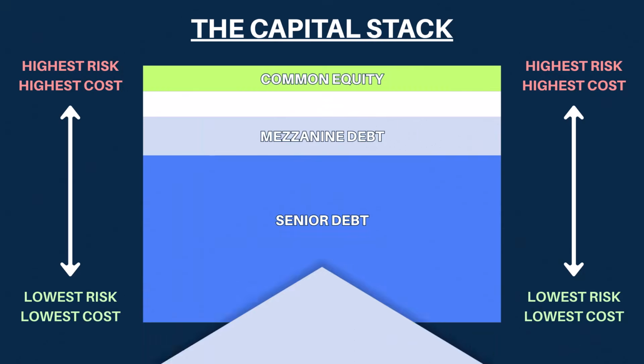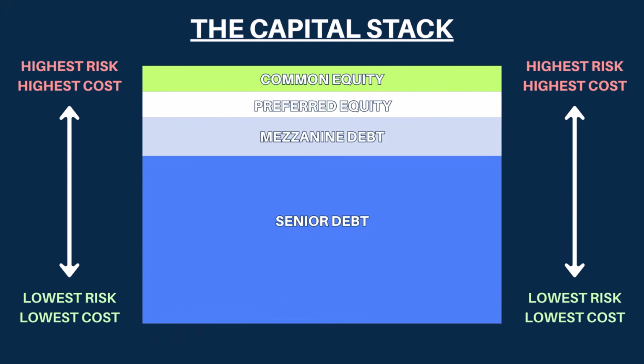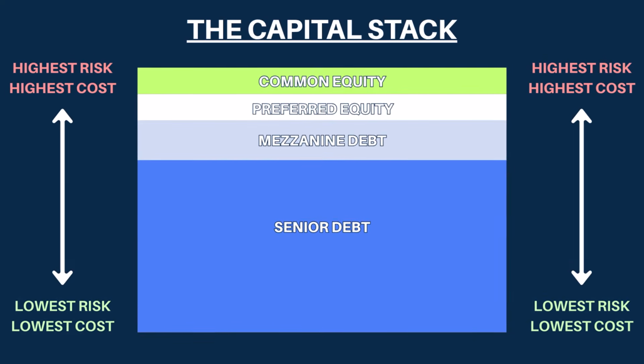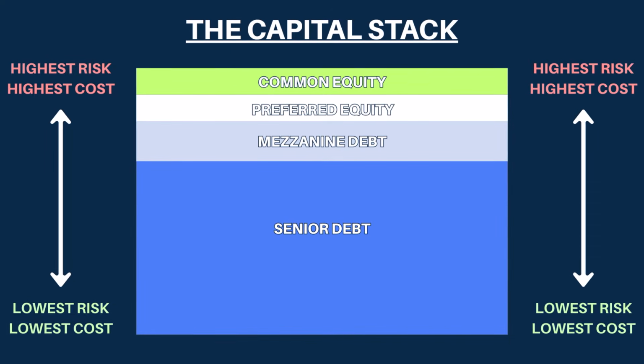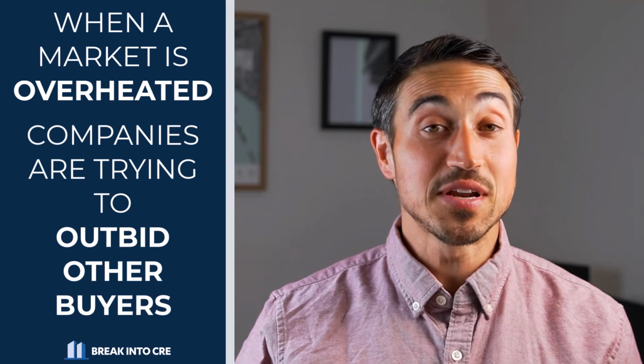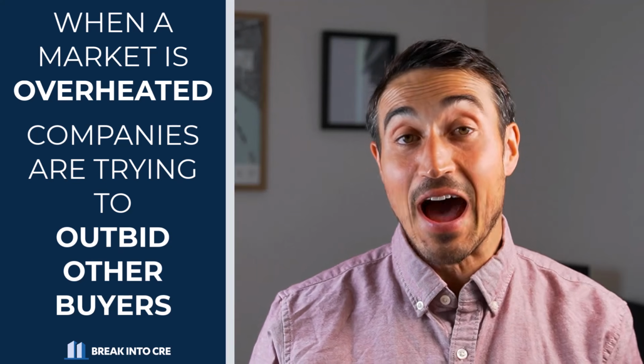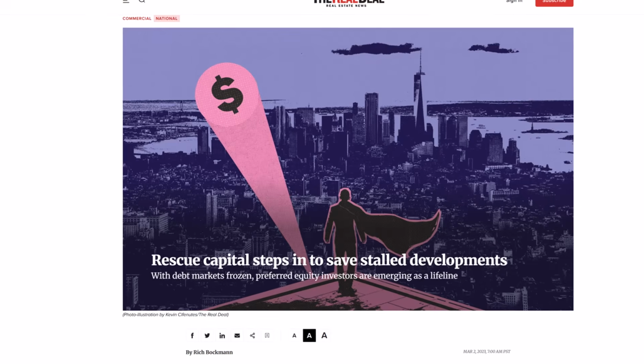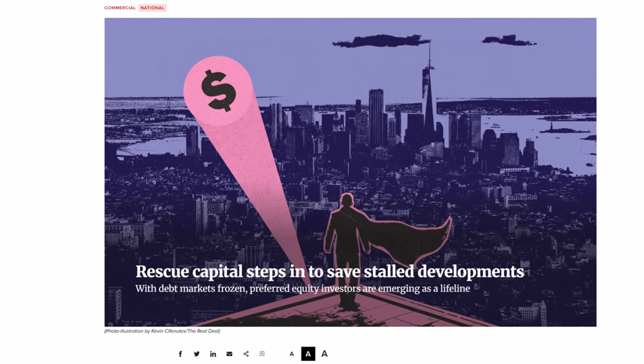Now, this capital is so expensive because preferred equity sits behind both the senior and mezzanine lenders on a deal, which makes this one of the riskiest positions to be in aside from common equity. This is also why you'll tend to see preferred equity used most when a market is overheated and companies are doing everything that they can to outbid other buyers, or like we saw over the last few years when companies need rescue capital to pay off existing loans.